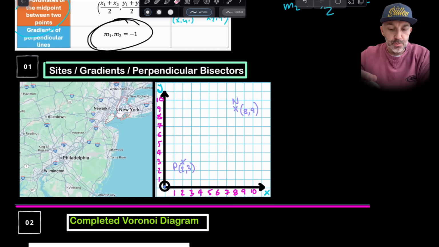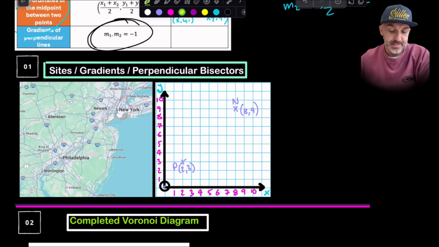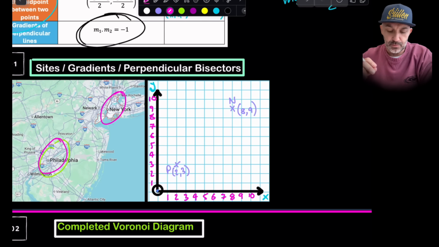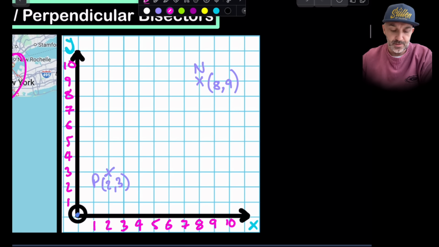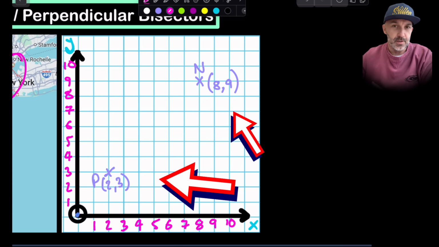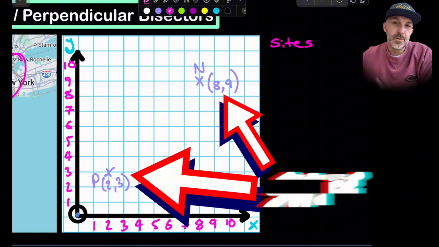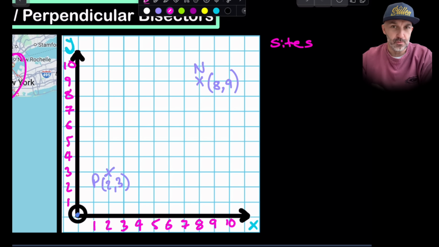Okay, so in this section, we're going to look at sites, gradients, and perpendicular bisectors. We're just going to take two simple locations and try and find a perpendicular bisector between them. So I've just got a map on the left here with Philadelphia and New York. I just want you to pretend as though we have put a pin in a map and we have put those coordinates over onto a Cartesian grid like this. So you'll be given this in an exam, two certain sites will be listed. Now, there may be more than two, could be 3, could be 4, could be more, but this is the beginning of how we would construct a Voronoi diagram.